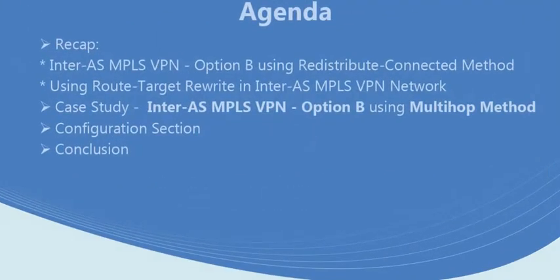The agenda I will be working with today is as follows. I will show you a recap of the previous lesson, which is option B using the redistribute connected method, and also a recap on the route target rewrite feature on inter-AS MPLS VPN networks. After which I will delve into the case study for today, which is option B using the multi-hop method. After that, I will show you the configuration section, where I will display how things are to be configured in such a network when you are deploying option B using the multi-hop method.